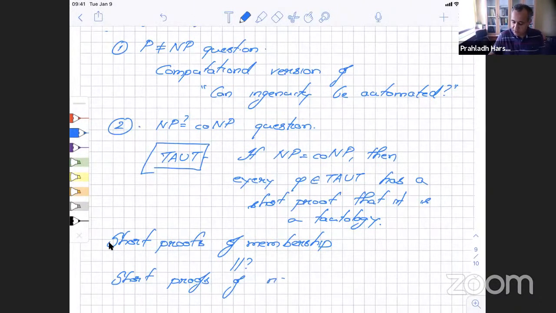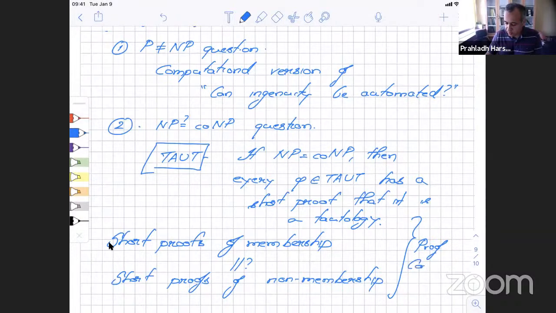The NP versus coNP question is fundamentally attacking this particular problem: does everything that has short proofs of membership also have short proofs of non-membership? This whole area is quite an active area in complexity, called proof complexity. There is a lot of work that goes on in this area, which doesn't address the P versus NP question, but more addresses the NP versus coNP question.